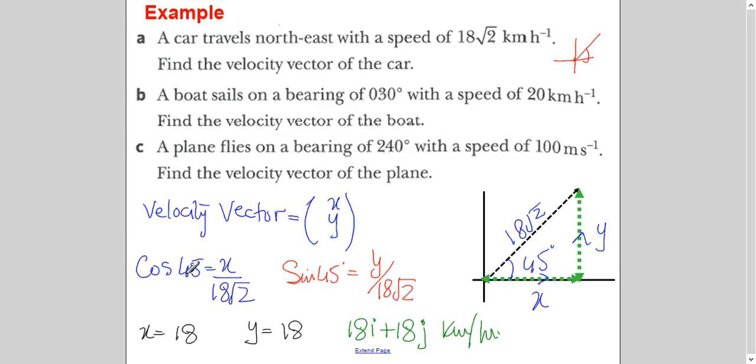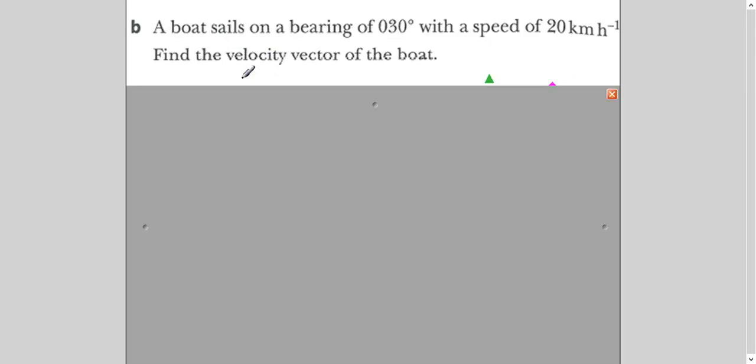So just like in the previous example, we found the value of x and y using trigonometric ratio. We will find here the velocity vector 18i, 18j. So if you want to write in the column vector form, you can write it like this. The question is saying find the velocity vector. You can give it in this form or in this form. Let's do part B now.